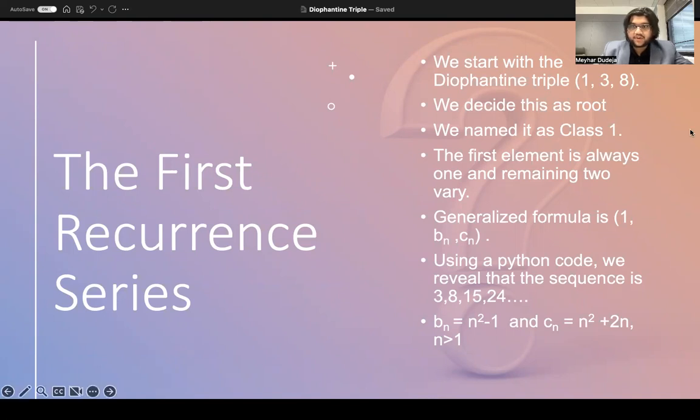And the generalized formula is 1, Bn, and Cn, as you can see. Using a Python code, I found that the sequence is basically 3, 8, 15, 24. The formula is Bn equals n squared minus 1, and Cn equals n squared plus 2n. If you closely notice, n squared plus 2n is nothing but n plus 1 whole squared minus 1, which basically means that your Cn is the next term of the series.